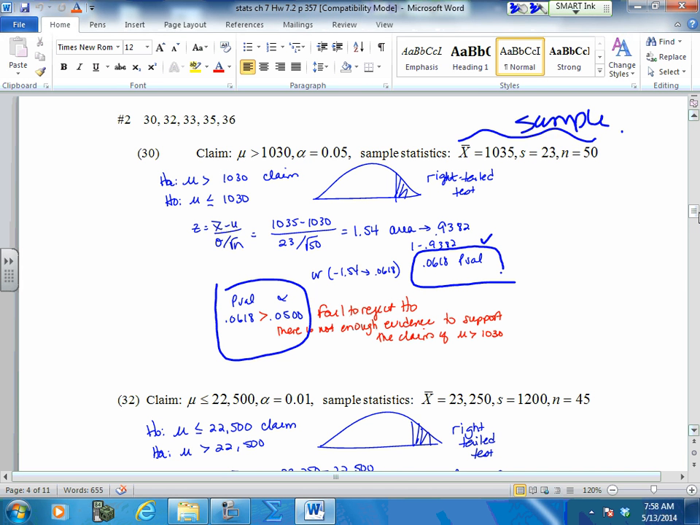Now, make sure you follow your chart. If your claim is your HA, notice your HA uses the word support. If your claim is your H0, it uses the word reject. So again, remember, if you ever get to choose how you want to set up your claim: if you want to support something, make it your HA. If you want to oppose it, reject it, make it your H0. And from there, we make a decision.